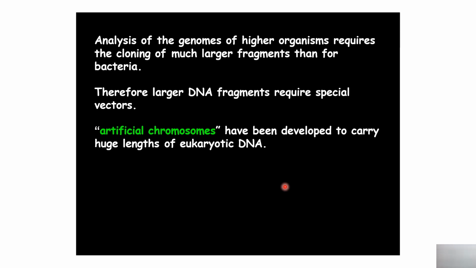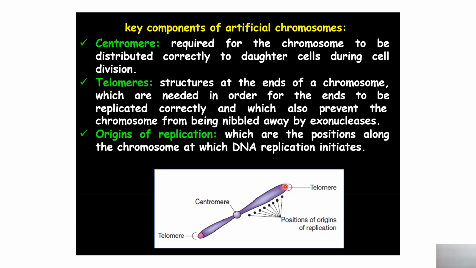Analysis of the genomes of higher organisms requires the cloning of a much larger fragment than for bacteria. Therefore, larger DNA fragments require special vectors. These are the artificial chromosomes that have been developed to carry huge lengths of eukaryotic DNA.